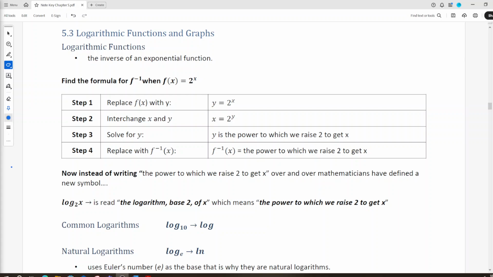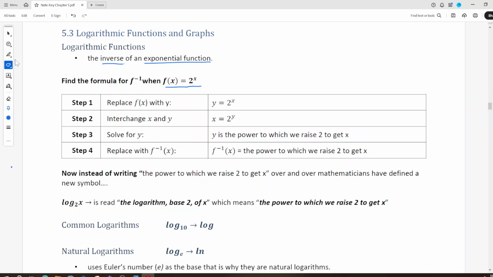All right, so 5.3, and we finally get to the meat of the chapter, which is logarithmic functions and graphs. So a logarithmic function is, get this, the inverse, 5.1, of an exponential function, 5.2. So what we're going to look at first is how would you find the formula for the inverse of an exponential function y equals 2 to the x?